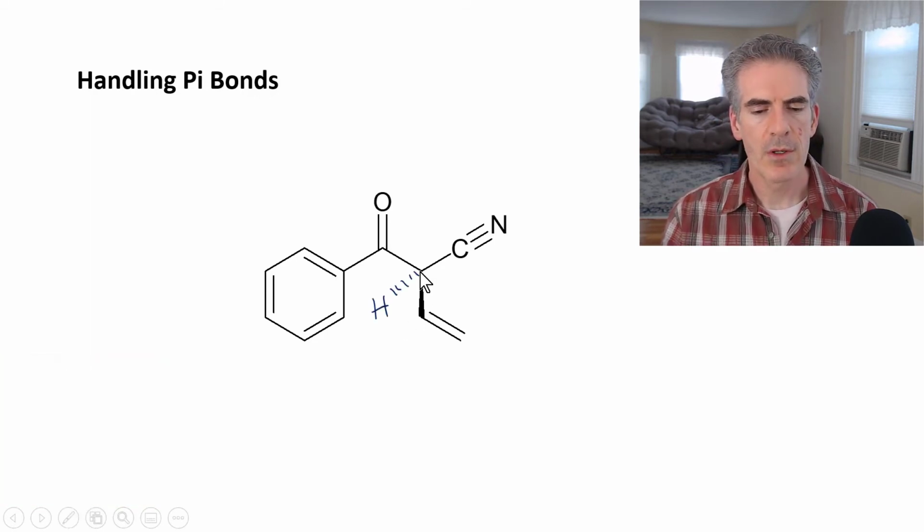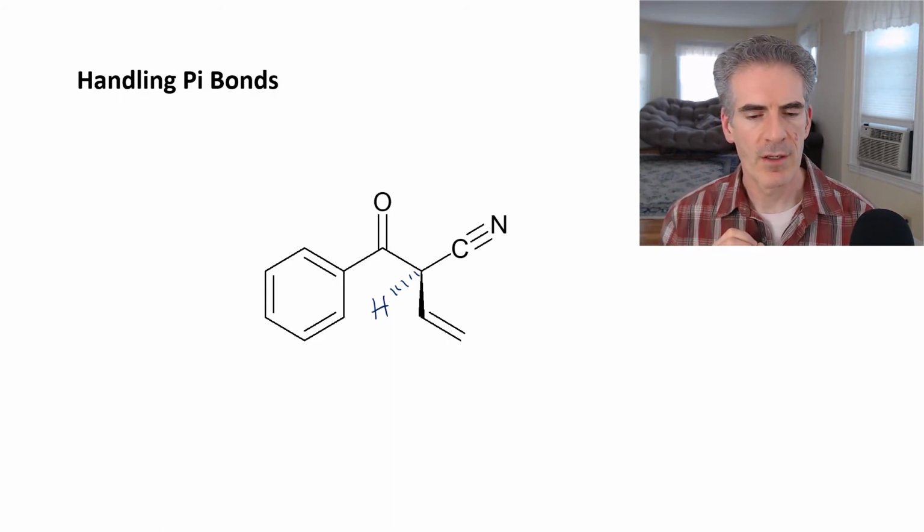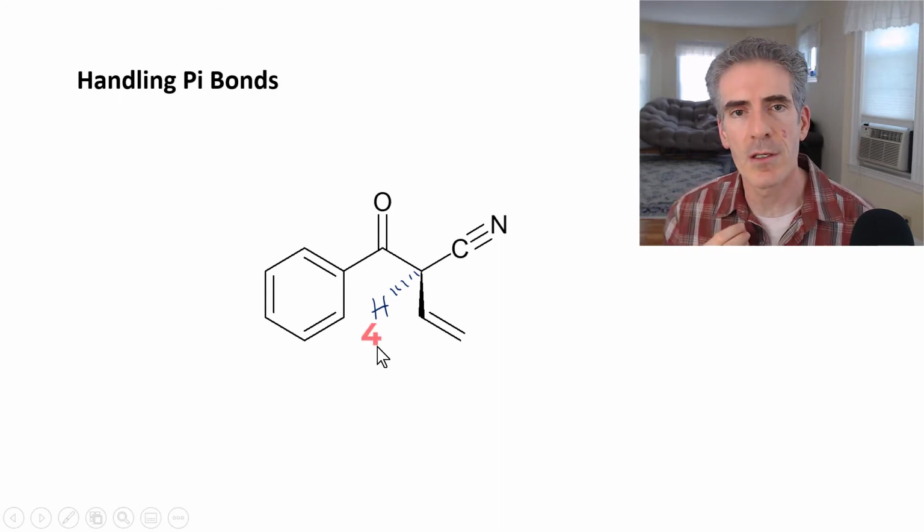Okay, so we do what we've been saying. Look at the first atom in every direction. Carbon, hydrogen, carbon, and carbon. Okay, so at least hydrogen can be given the lowest priority, the number 4.